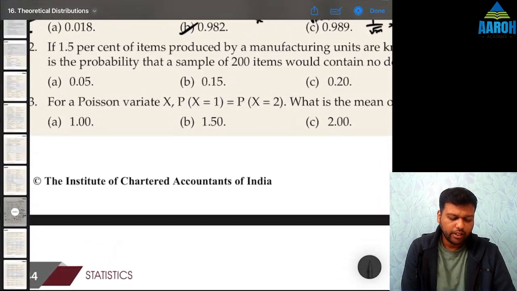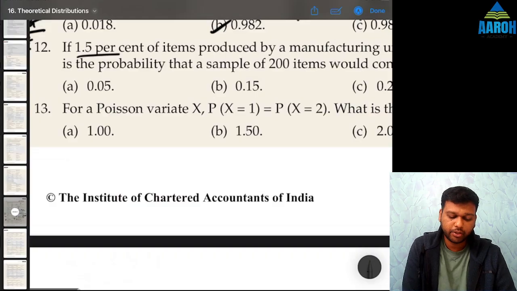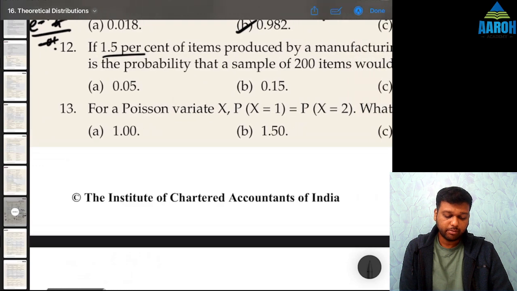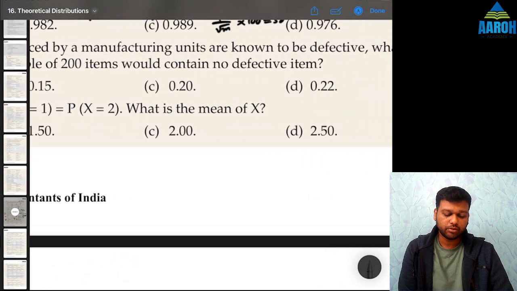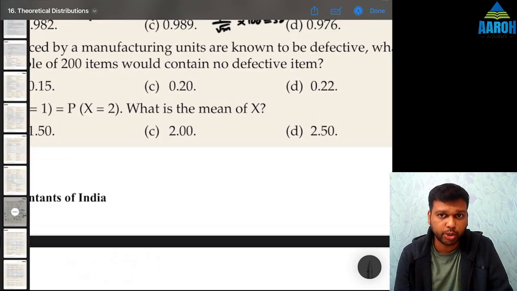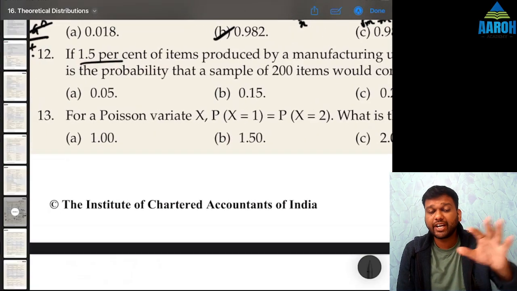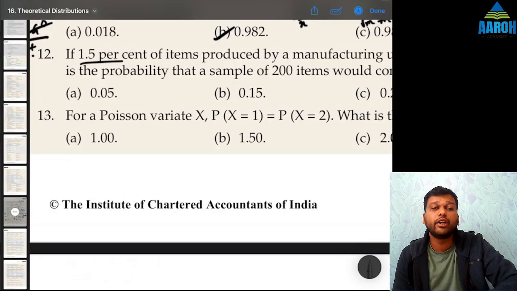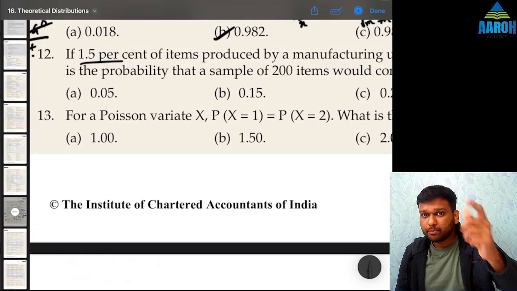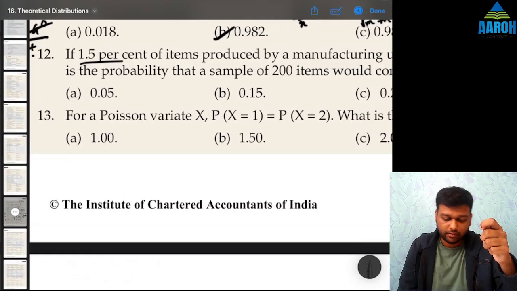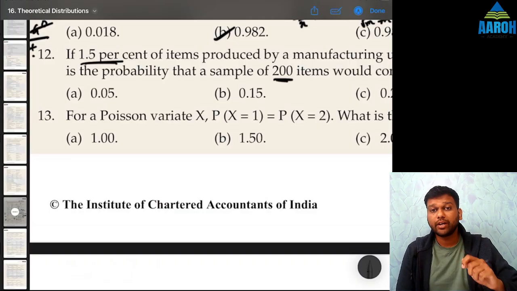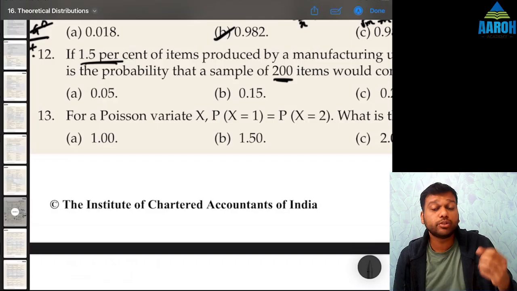Next. If 1.5% of items produced by a manufacturing unit are known to be defective, what is the probability that a sample of 200 items would contain no defective item? This is technically a question of binomial distribution because probability of defective is 1.5%, so probability of non-defective is 98.5%. But if n is big and p is small, that is n is big, 200, p is small, 1.5%, then you can approximate this with a Poisson distribution.